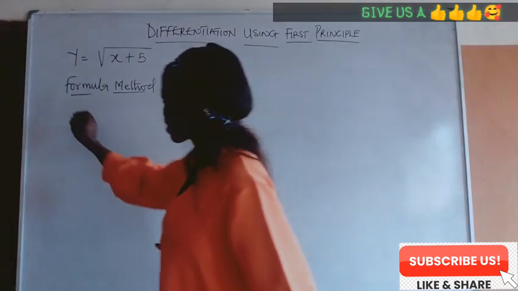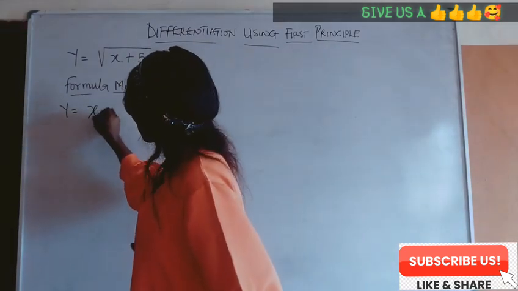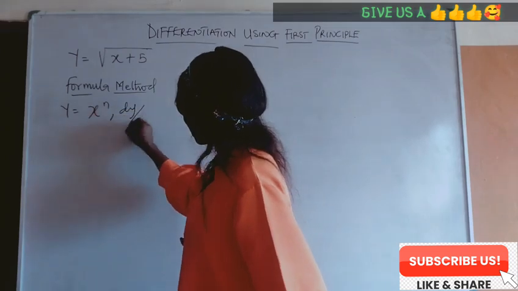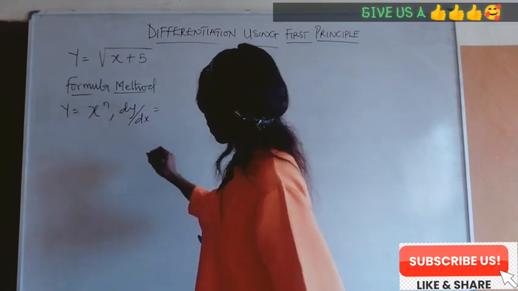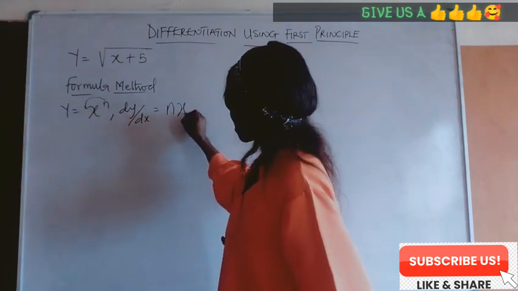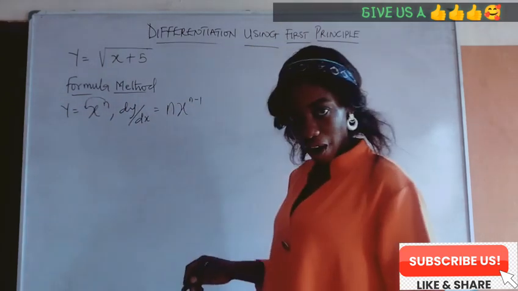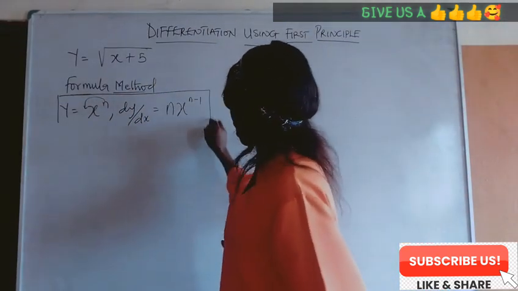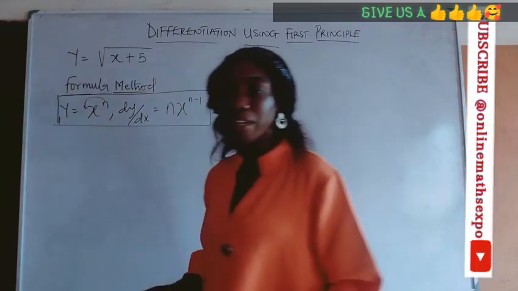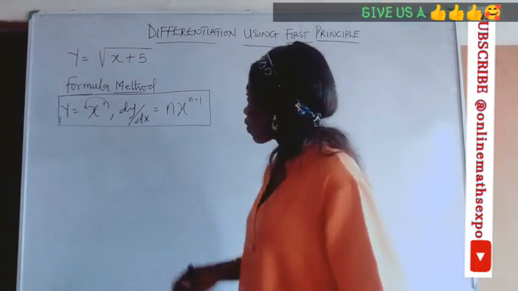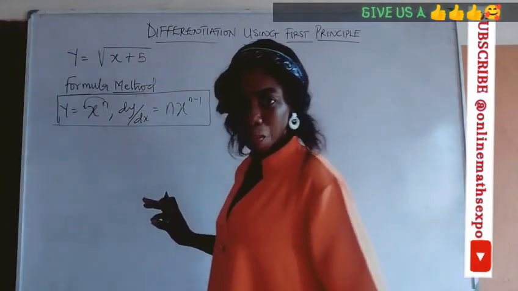For the formula method, if y is equal to x to the power of n, then my dy dx is equal to, use the power to multiply, you have nx, then take away 1 from the power. This is what you have when you are using the formula method. Remember, your formula method is also your power rule. Noted.